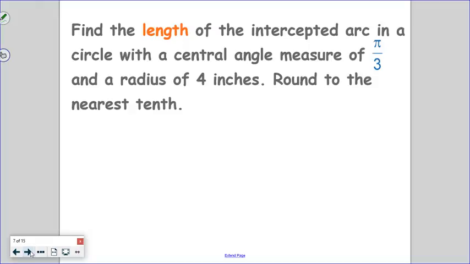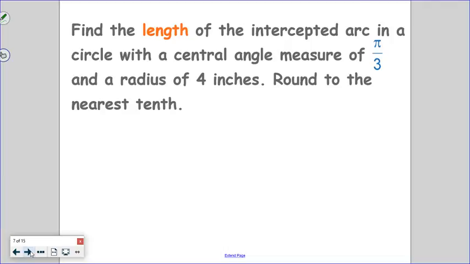So let's do a very basic example to start with. Find the length of the intercepted arc. That's just a fancy way of saying the arc that is inside that angle. Find the length of the intercepted arc in a circle with a central angle measure of pi over 3 and a radius of 4 inches. Round to the nearest tenth.